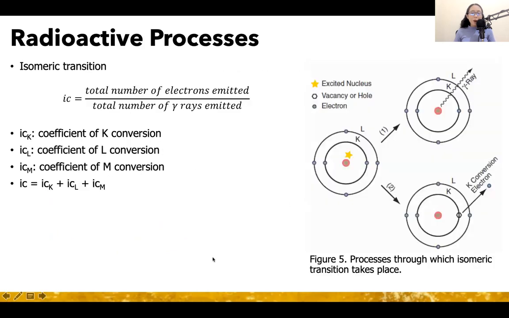So those are your radioactive processes. So we have the alpha decay, the isobaric transitions, which include your beta particle emission, positron emission, electron capture. And we also have our isomeric transitions. We have two types of isomeric transitions: emission of gamma rays, and internal conversion.